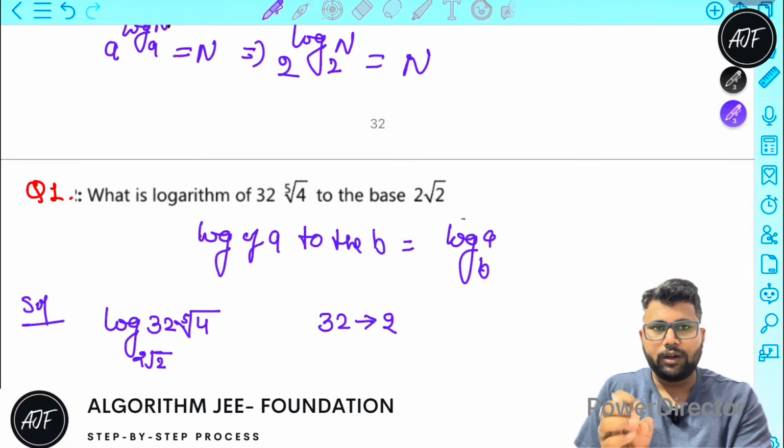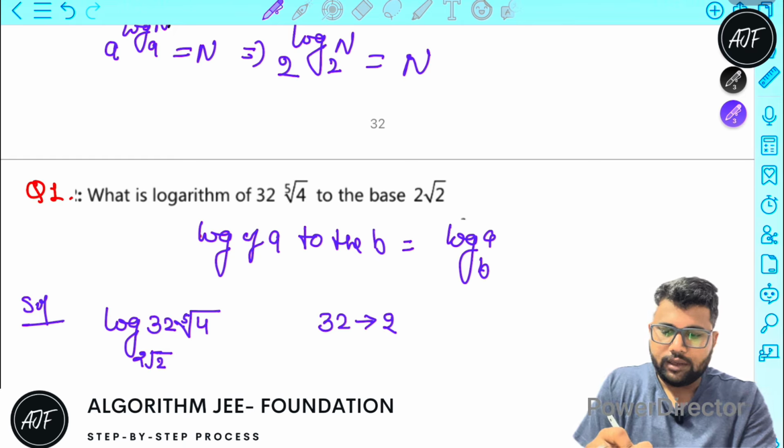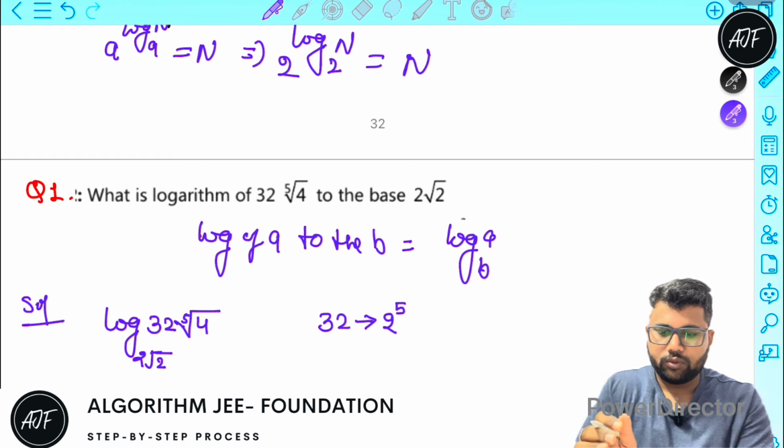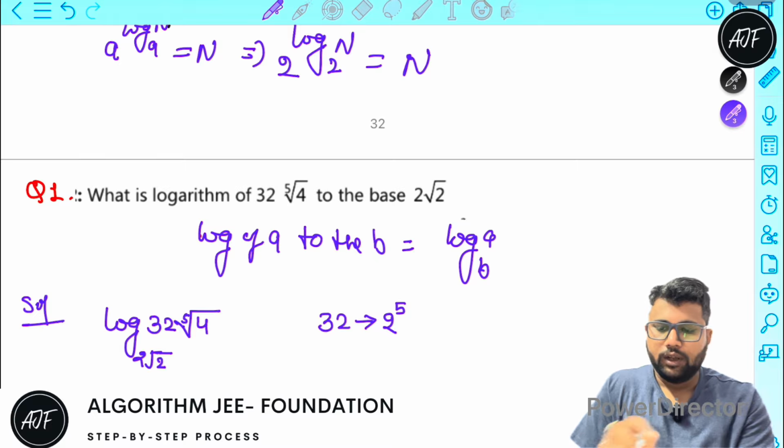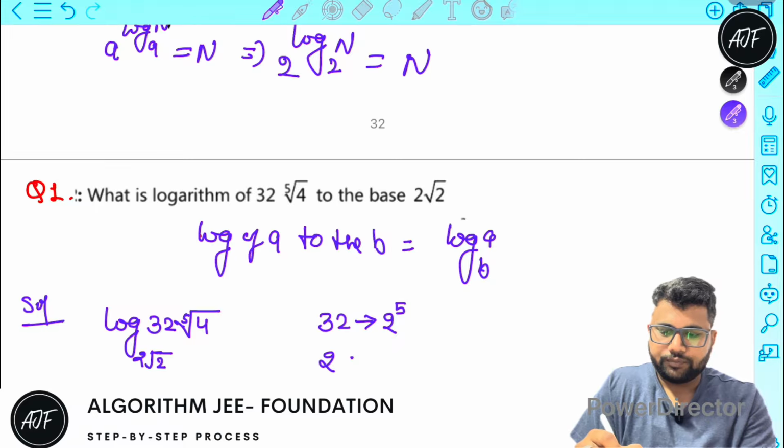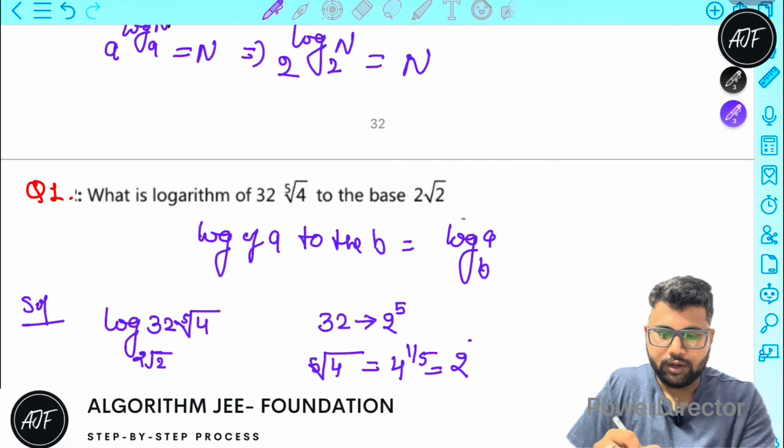So 2 power how many? I think it is 5 powers. See, 4 power 1 by 5 means 2 power 2 by 5, correct. 4 is given, 4 power 1 by 5 means 2 power 2 by 5, and the other one means 2 power 1 by 5.